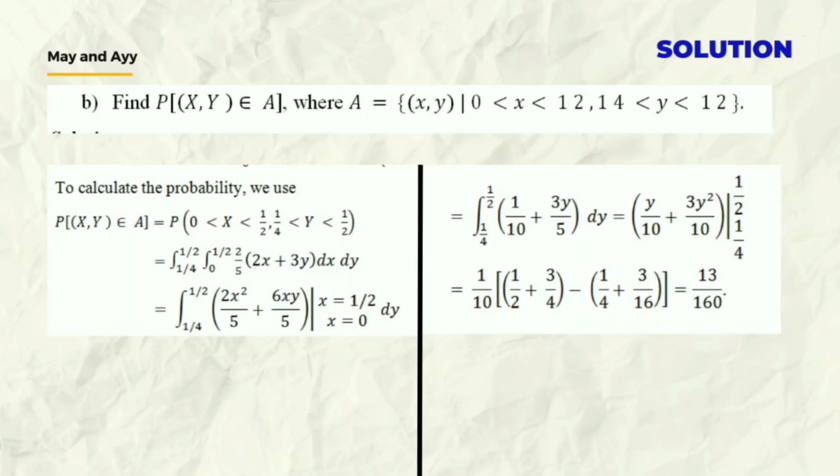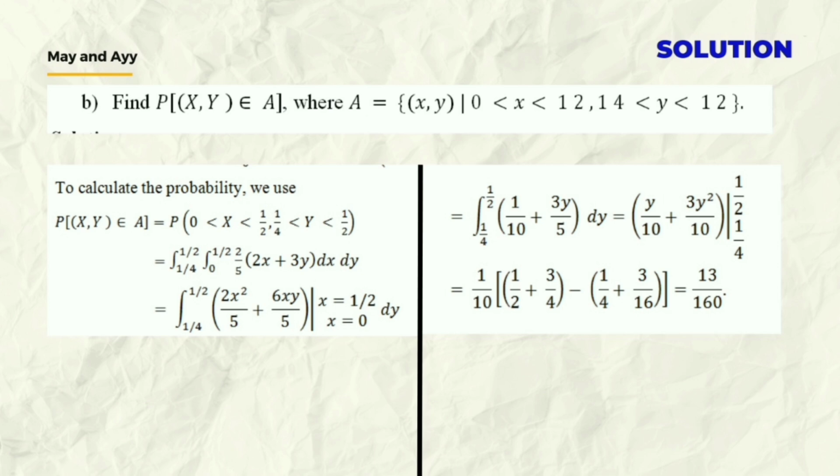Okay, so next is the solution for B. To calculate the probability, we use the same formula as in problem A. So the probability of (x, y) an element of A, for x bigger than 0 and less than a half, and y bigger than 1/4 and less than a half, is equal to the integral from 1/4 to 1/2 of the integral from 0 to 1/2 of 2/5 times (2x + 3y) dx dy. First we integrate with respect to x.